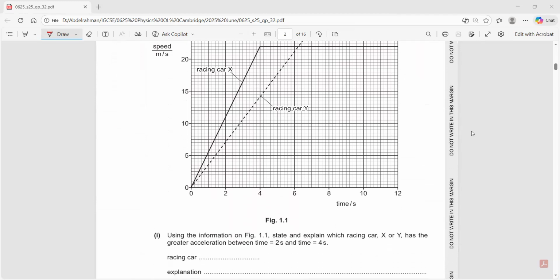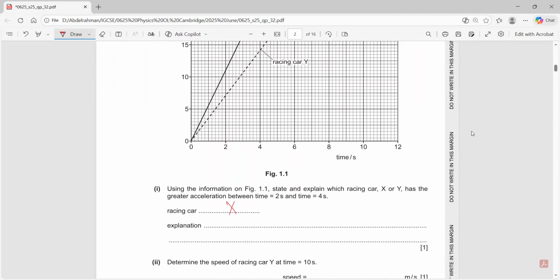Using the information, state which car, X or Y, had a greater acceleration. It's quite obvious that racing car X had a greater acceleration. Why? Because it had a steeper slope.